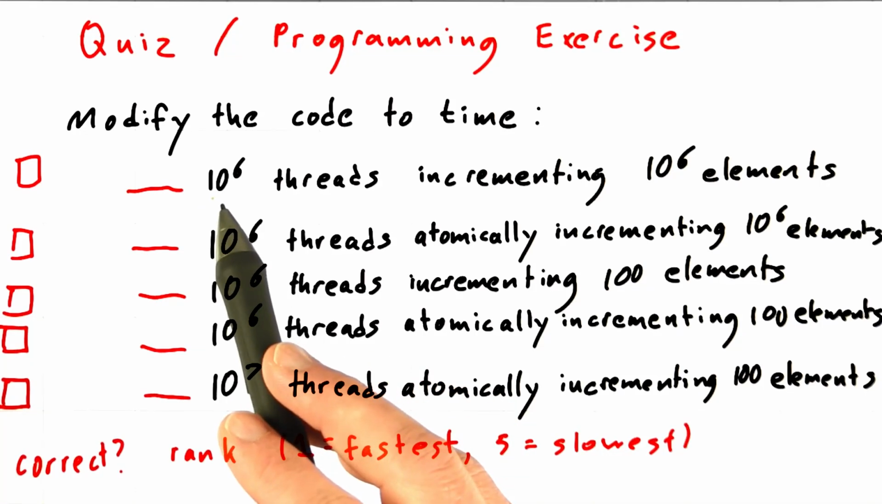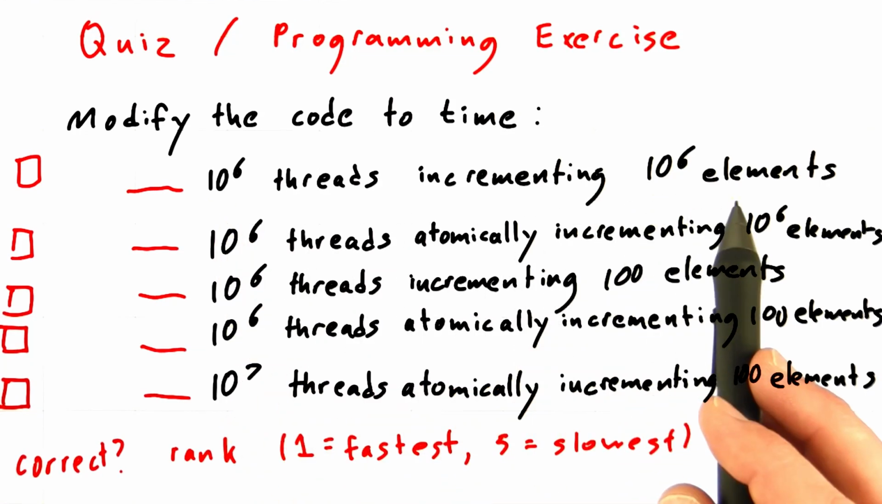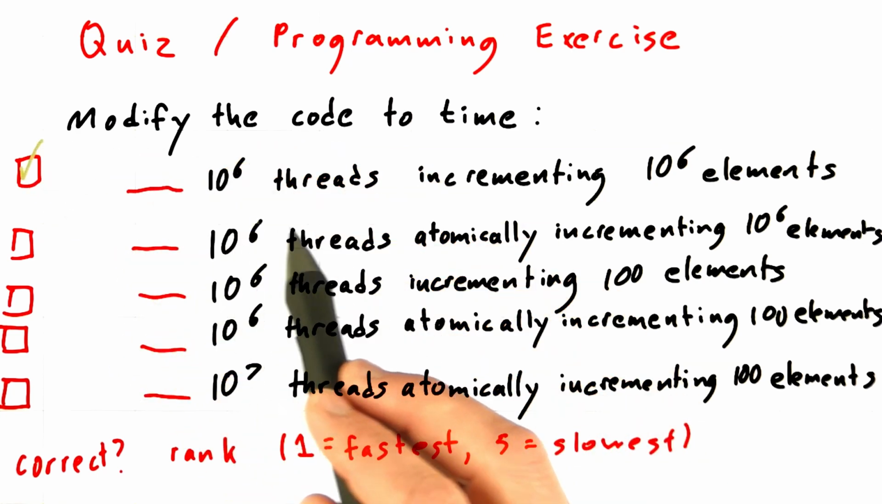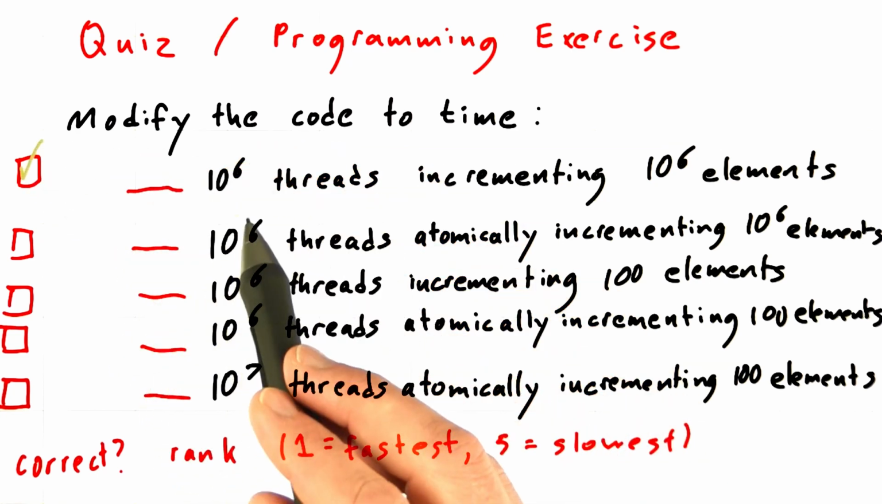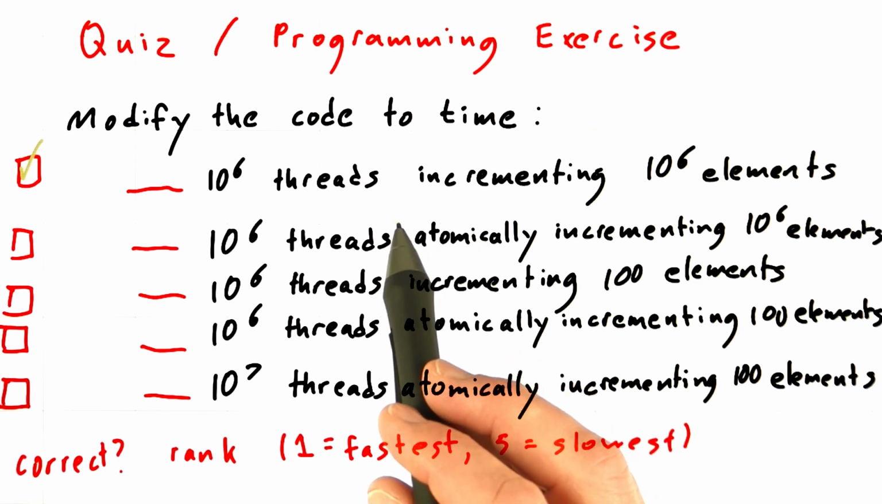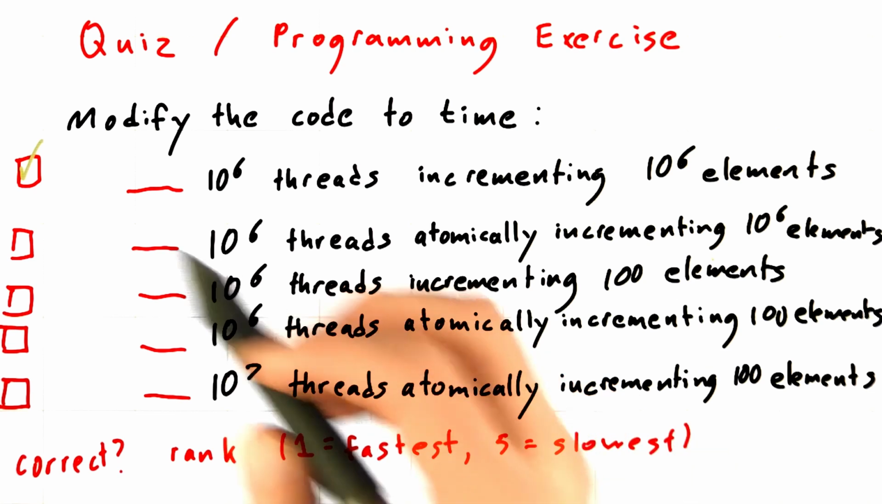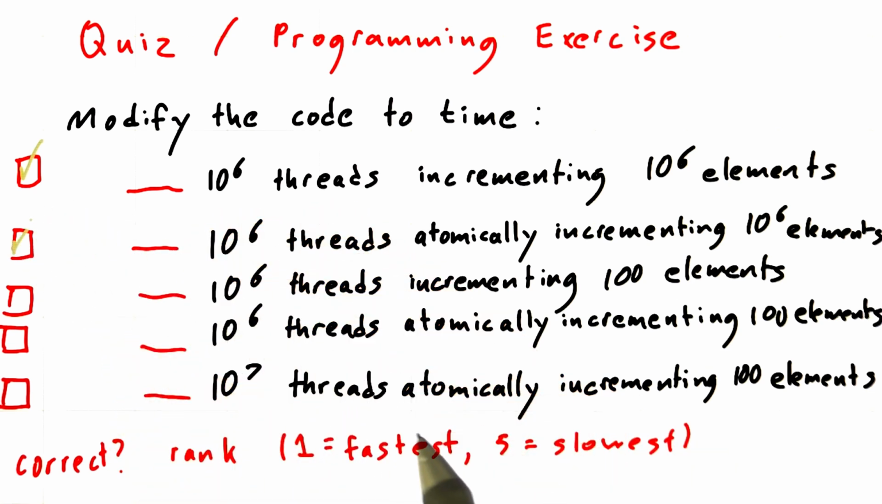So taking these one at a time, a million threads incrementing a million elements does give the correct answer because in this case there's a unique element for every thread, so there's no conflict. So even though we didn't make these atomic increments, we're still safe. A million threads atomically incrementing a million elements is of course also safe, so you'll also get the correct answer.